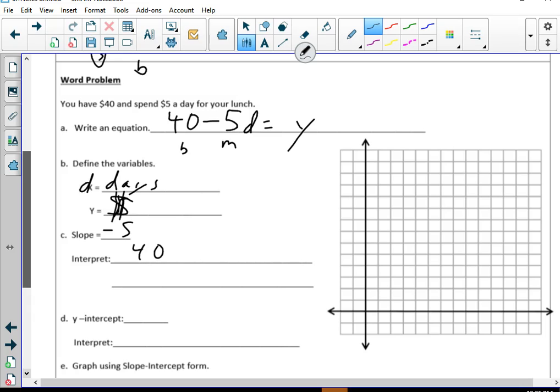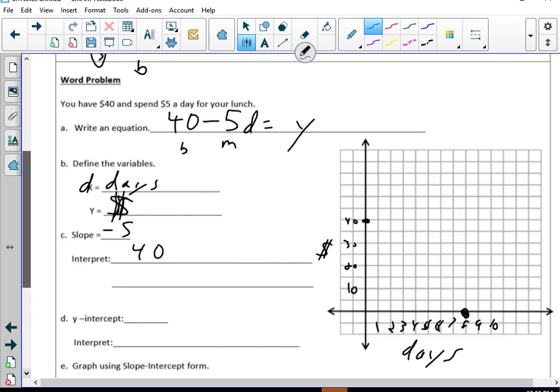So we're going to graph this bad boy. I'm going to go by 10, 20, 30, 40, just 1 by 5s. And then I'm going to go days: 1, 2, 3, 4, 5, 6, 7, 8, 9, 10. Let's see what happens. I start off at 40, my intercept right here. I'm spending $5 a day. Like someone said, that means in 8 days I'm out of money, so I'm going to have zero money in 8 days. This is my money. This is my days.